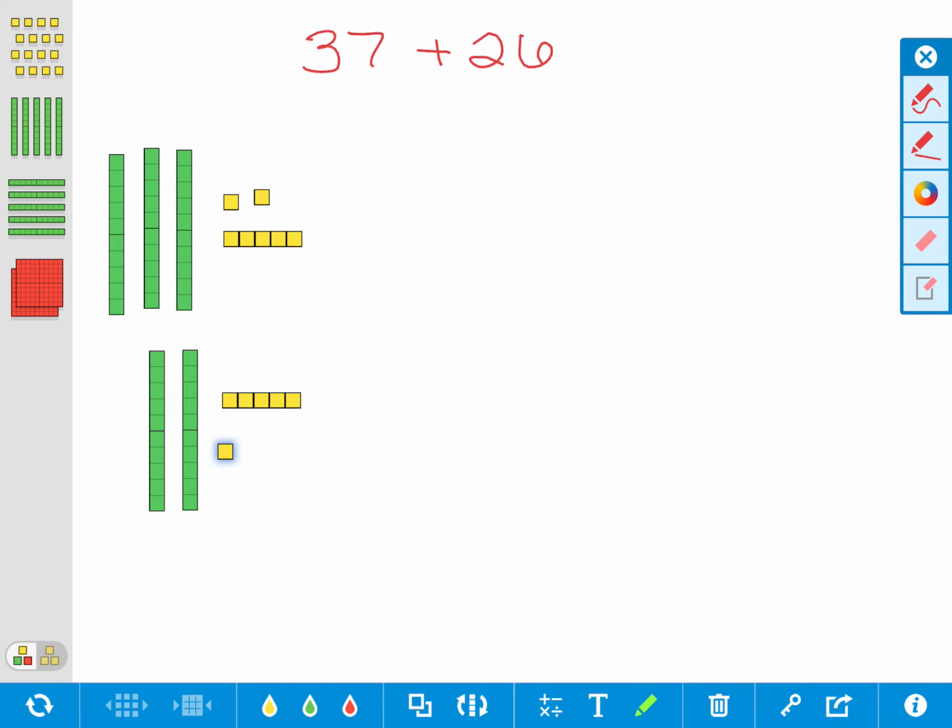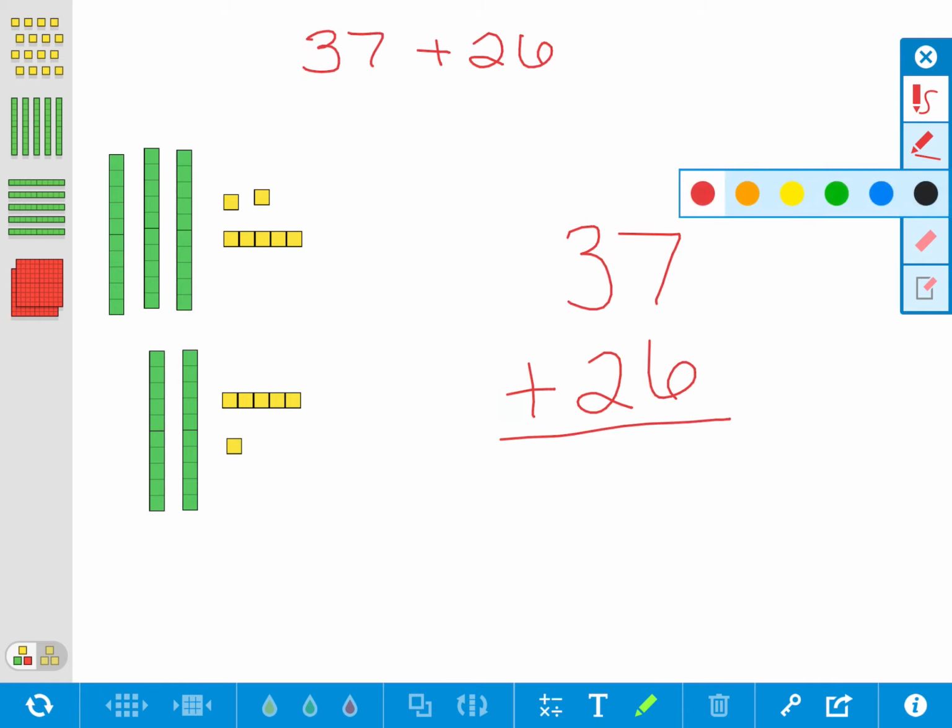There's 5 and 6. And now I'm going to rewrite my problem over here. 37 plus 26. So again, I'm going to start with my ones. And if I look at my place value blocks, I can already see that I can regroup 5 up here and 5 down here and turn that into 10.